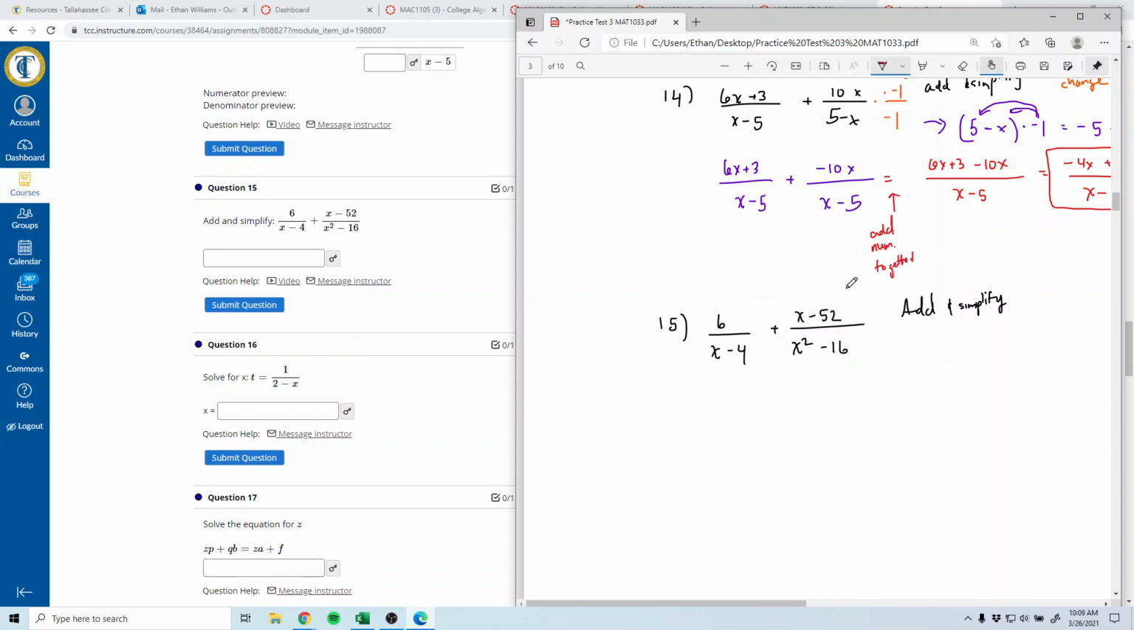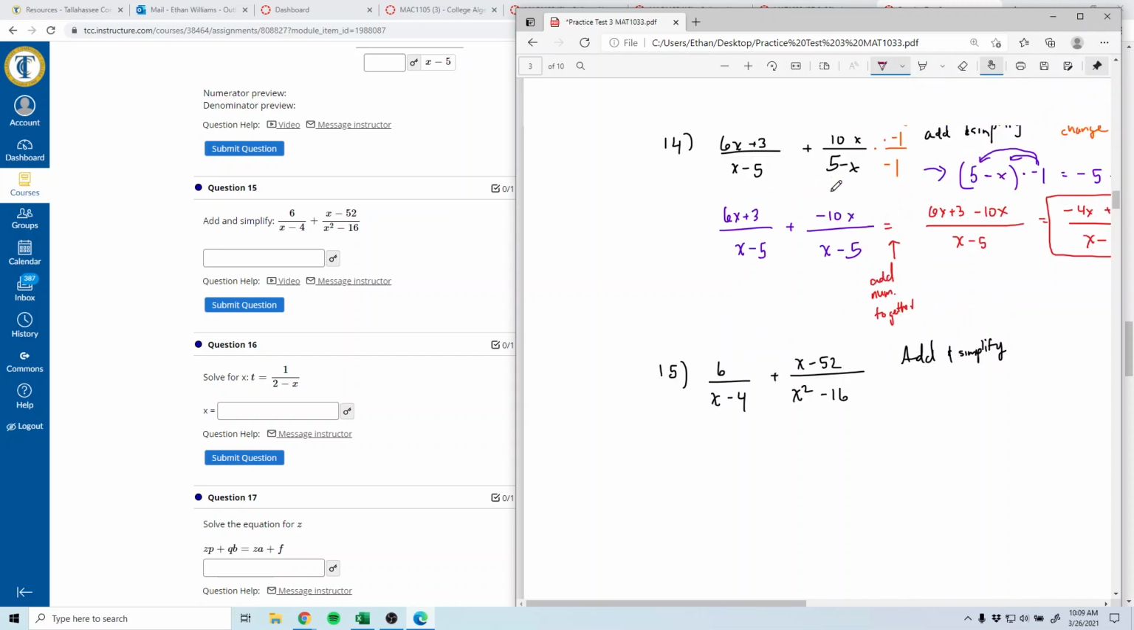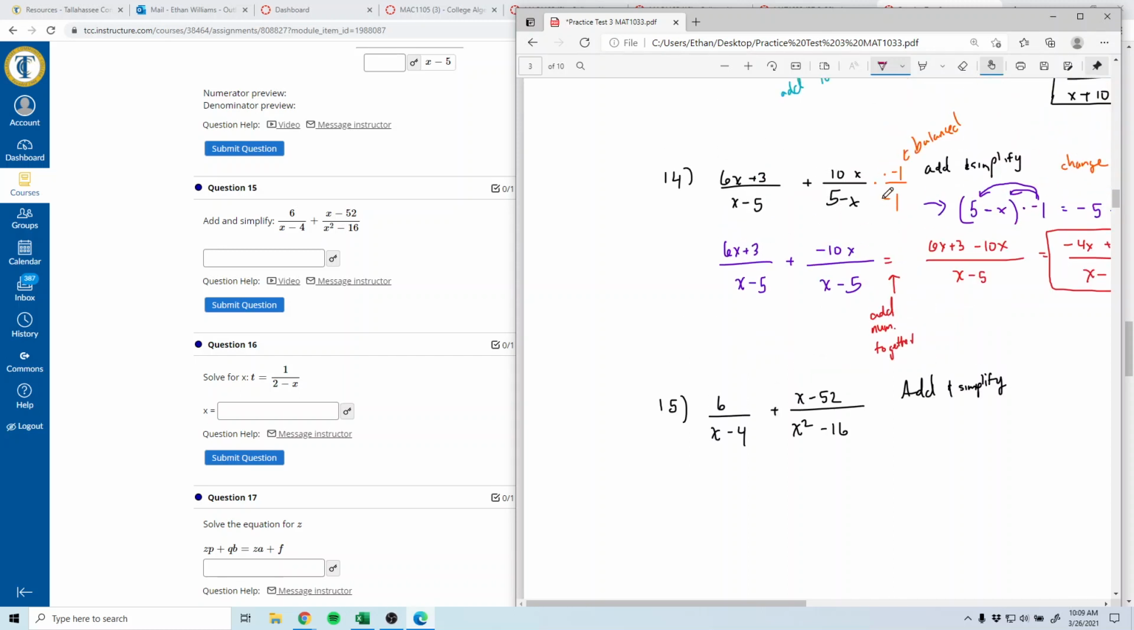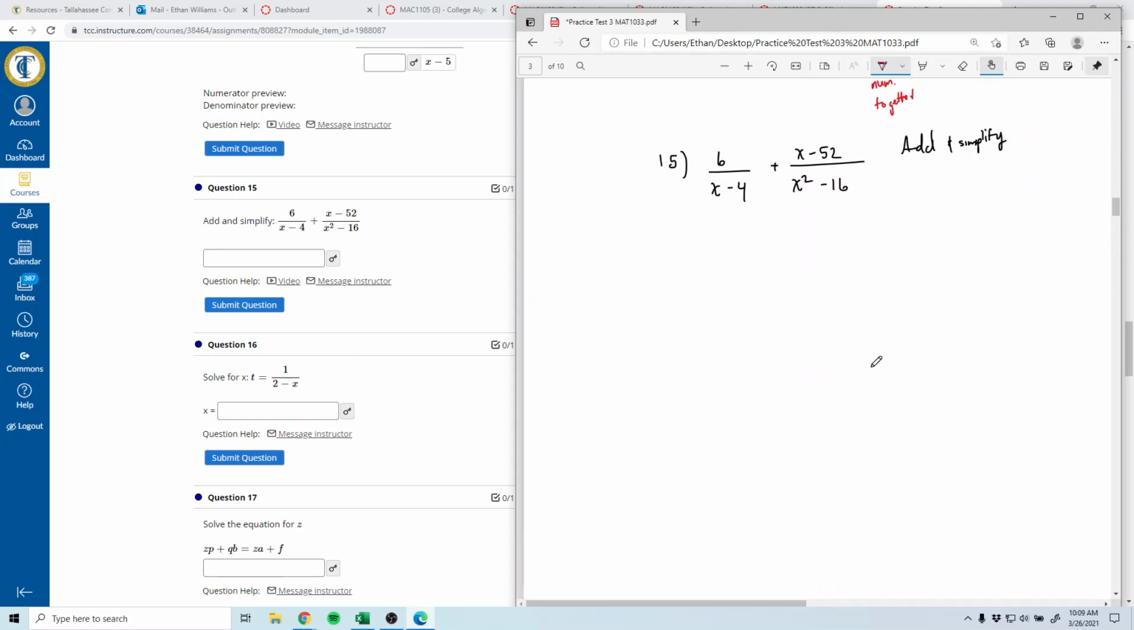All right. So what did we do last time to be able to add and simplify? We figured out what we had to multiply the denominator by to make it the same. Well, we have to do the same thing here. We want the denominators to be the same. One thing that's very helpful is to factor this denominator. Since we have an x squared, we can factor it, and it'll tell you what you need to do.